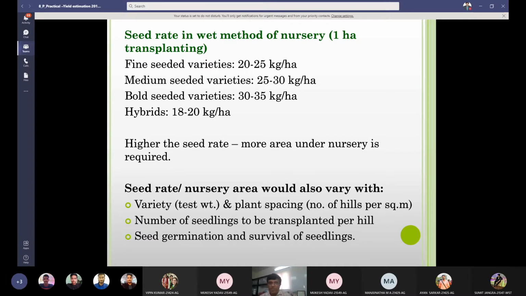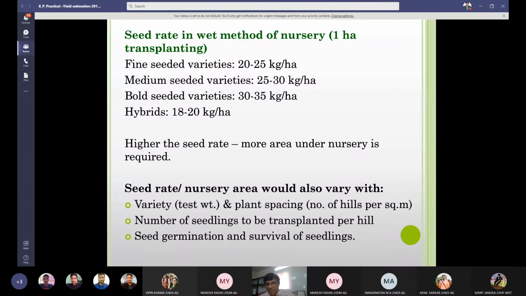In one place, if you are planting one seedling, then seed rate will be less. If you are planting two seedlings in one place, then seed rate will be doubled because in place of one, you are getting two seedlings. If it is three seedlings, then you will triple the seed rate. So the number of seedlings you are planting will also decide the seed rate of rice.